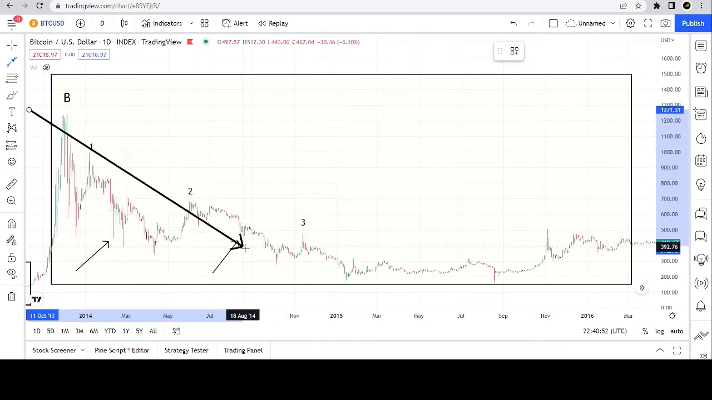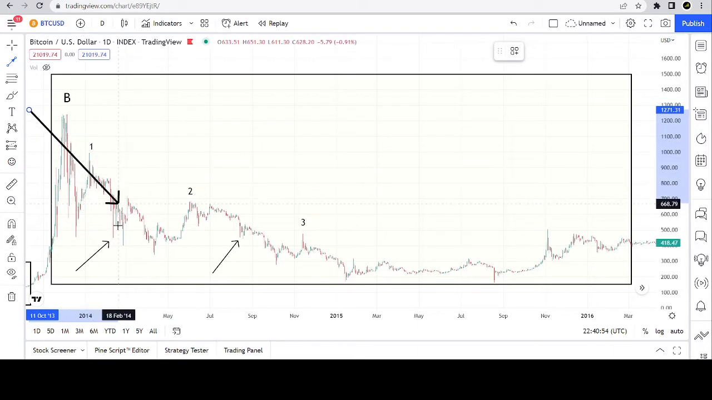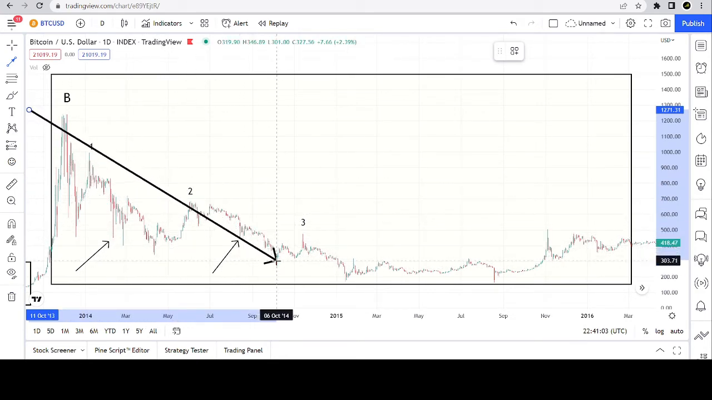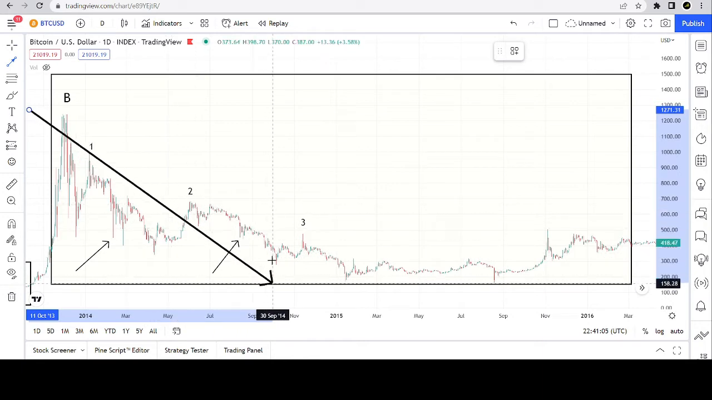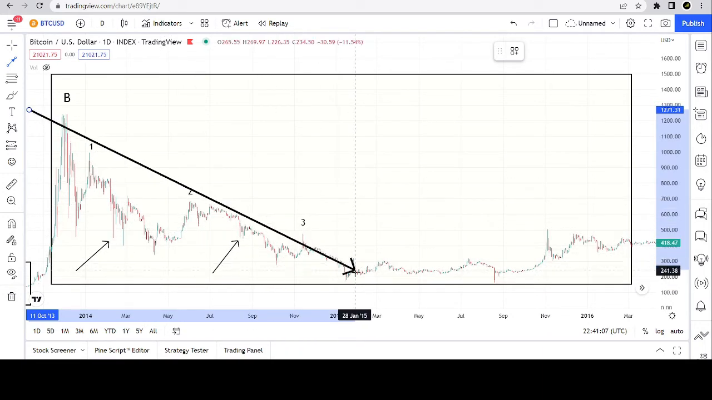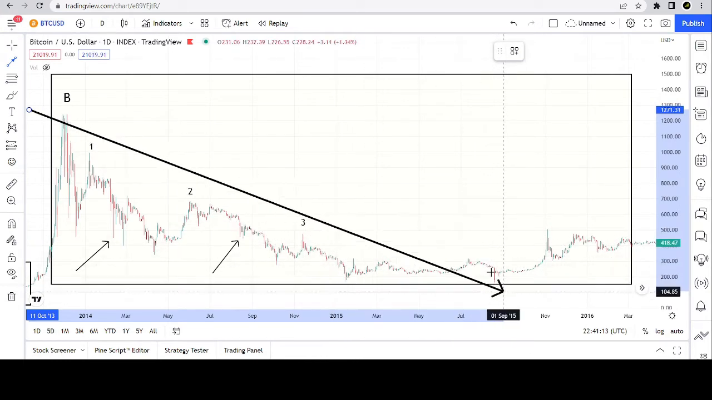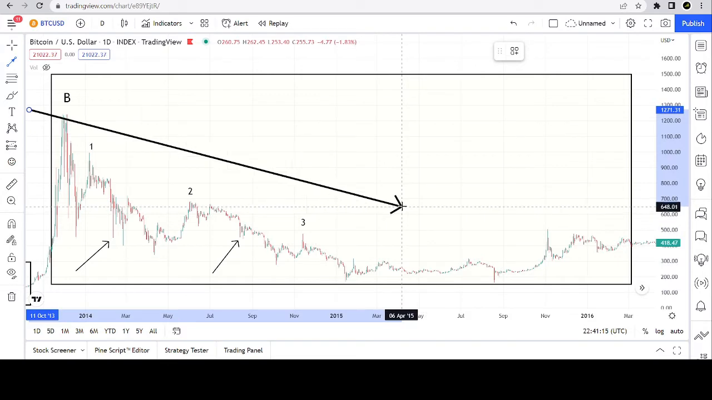Again, we have these intermediate lows, so wave 1 starts, has an intermediate low, goes down to a new low, making wave 1 complete. Wave 2 starts, has an intermediate low, goes down to make another low, making wave 2 complete. Wave 3 does not have an intermediate low. It just bounces to its capitulation point, at which point the B bounce takes place.